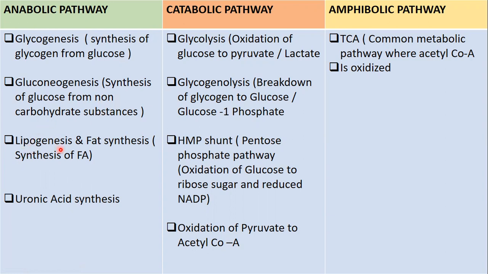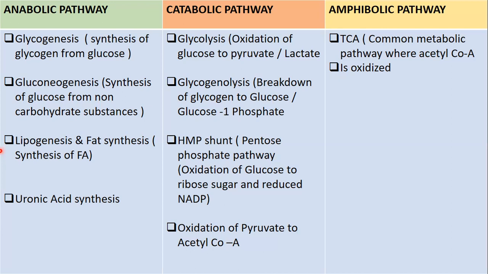Next is lipogenesis. Lipogenesis is the synthesis of fatty acid and fat. Then we have uronic acid synthesis. So this is our anabolic pathway. And what is the anabolic pathway? It is the construction of big molecules from smaller molecules.